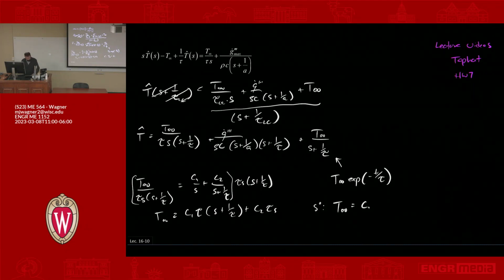Then let's take everything that is s to the 1st power, and that is just 0 is equal to c1 tau plus c2 tau.